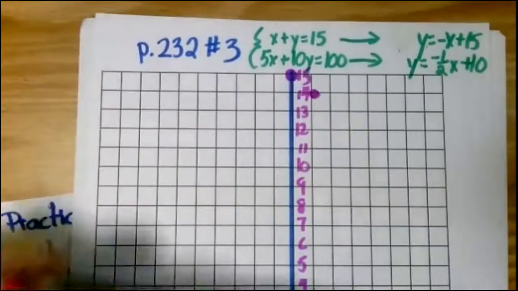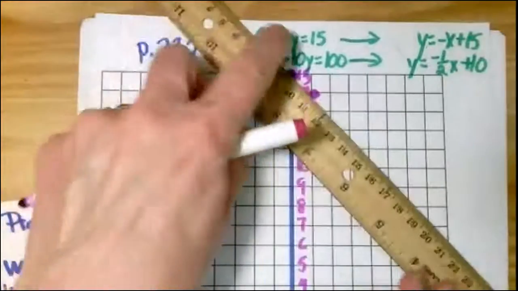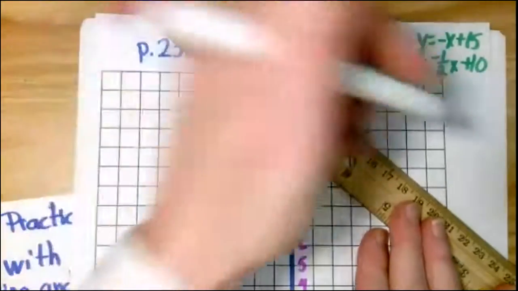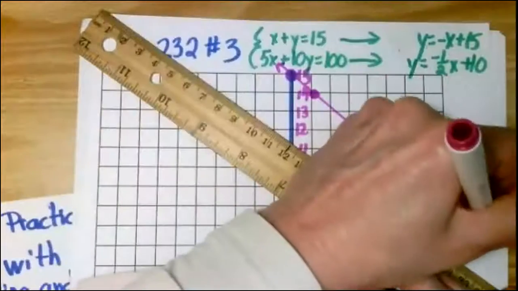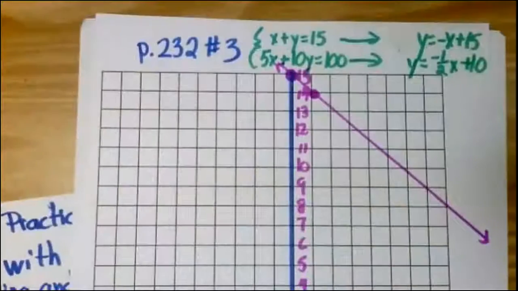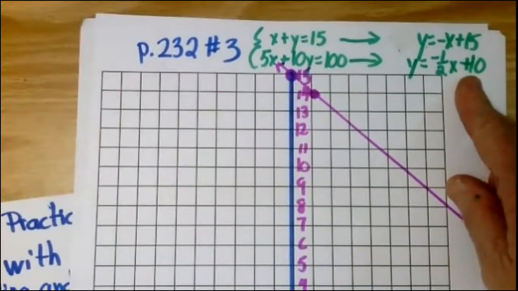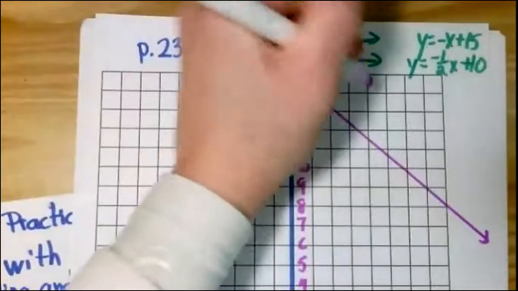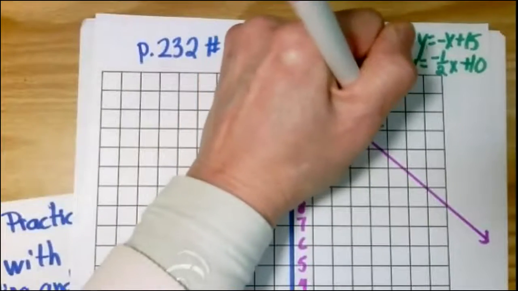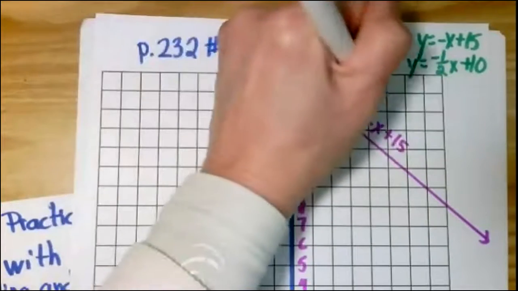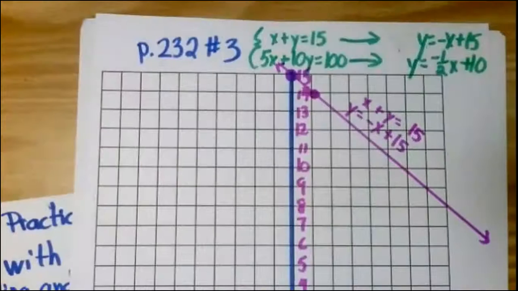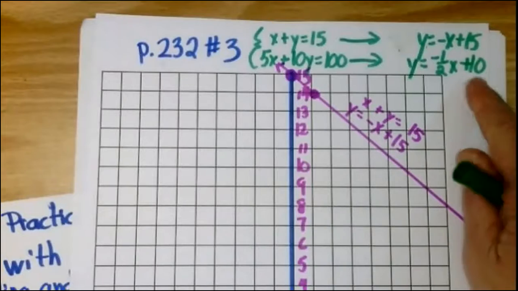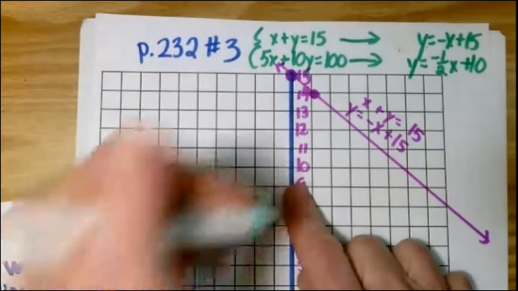And hopefully, again, we'll get our graph and our line straight. That's why a ruler is really helpful during this time, that you're using graphing to find the intersection point. Okay. And the second one is 10. Well, let's label this first. This is y equals negative x plus 15, or x plus y equals 15. Same thing. And the green one will be our other line. 10 is our intersection point.